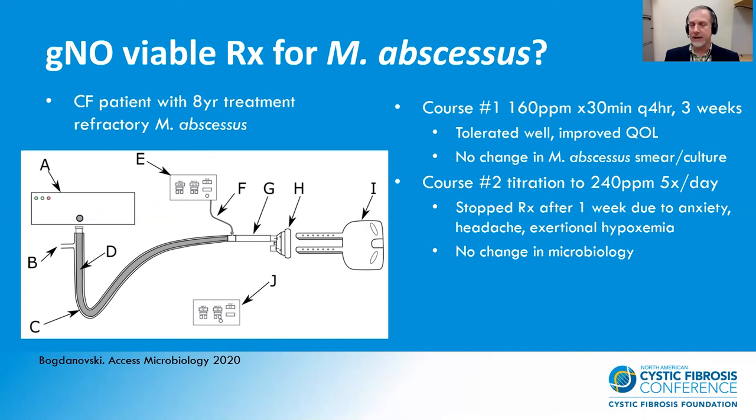It's not clear if this was related to the treatment, and her methemoglobin levels stayed within the targeted safety range, but nevertheless it was stopped with no significant change in her microbiology over that short period of time. So we were then interested in looking to see if there might be variability in in vitro response to gaseous nitric oxide that might explain some of the difference between response seen in those two case reports versus the pilot study versus the patient that we treated.